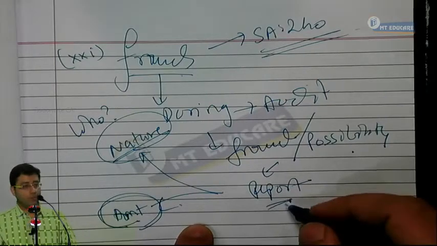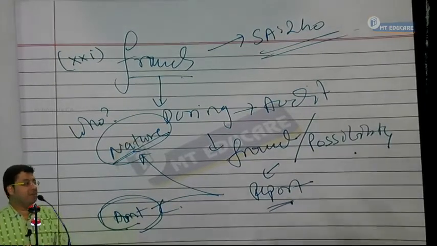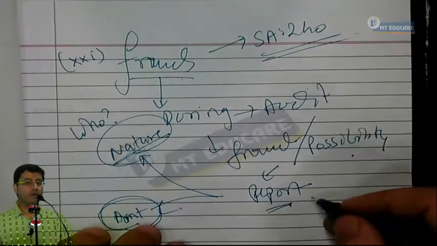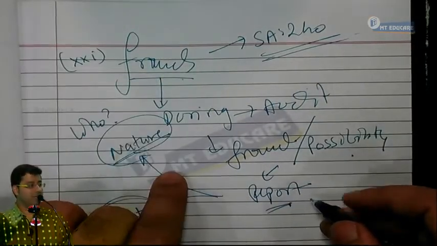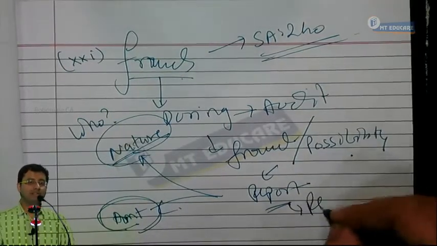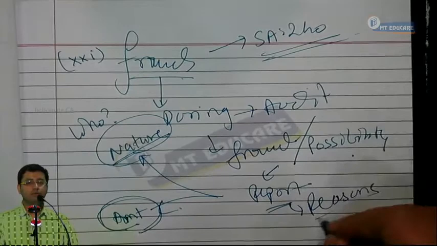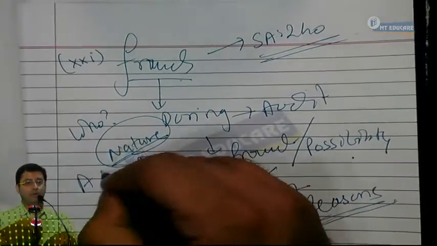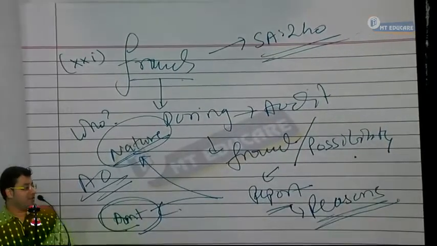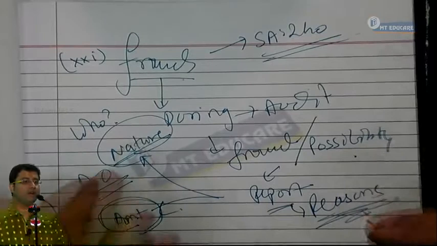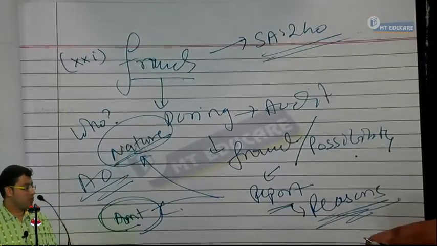Sometimes auditors don't report the fraud because they are scared of the management, because they know that the management is going to pay them. So CARO also says one more thing: if you're scared of management and so you're not reporting, you have to write the reasons why you're scared of the management. If you're not scared, then you write an adverse opinion. Now if you're not writing an adverse opinion and you're writing an unqualified opinion, it means you have to write the reasons why you didn't write an adverse opinion. Have you understood or not?